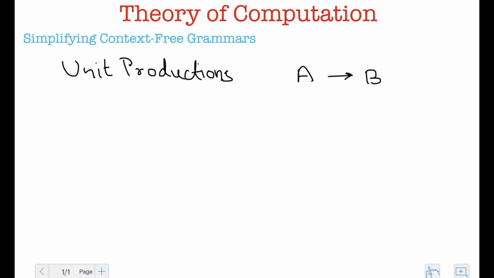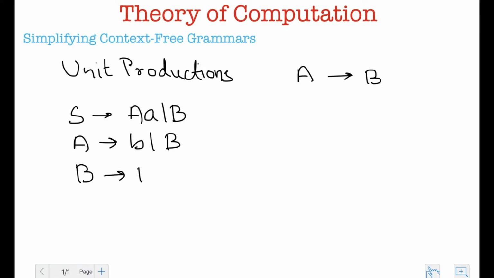So what I'll do is I'll just take up an example, and I think this is an example that I found on GeeksforGeeks. So the example that I'm taking is S goes to AA or B, A goes to B or B, and B goes to A or, sorry about that. So B goes to A or A. So this is what I have.